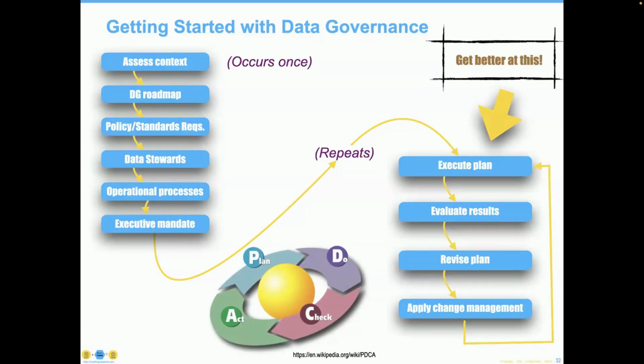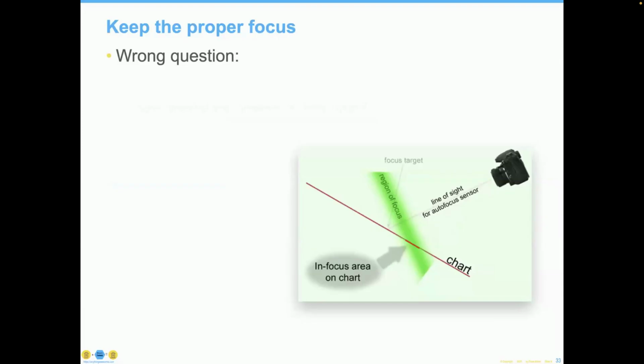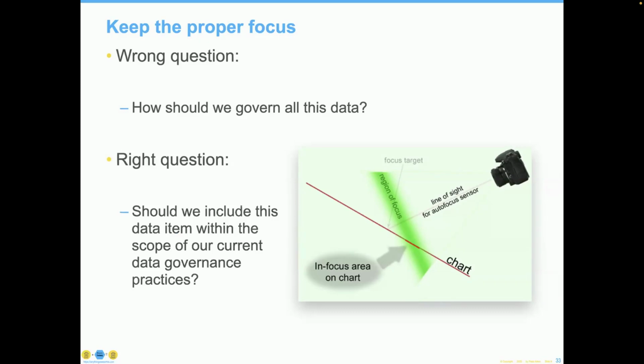And if you read this at a very, very high level of abstraction, as I guess I do with lots of things these days, it looks to me an awful lot like the Deming quality cycle of plan, do, check, act, right? It's very similar. So the question from a data governance perspective is not how are we going to govern all of this data? The right question is, is this data valuable enough that we should include it within the scope of our data governance practices? And regardless of what the answer is, document the decision so that you understand it.